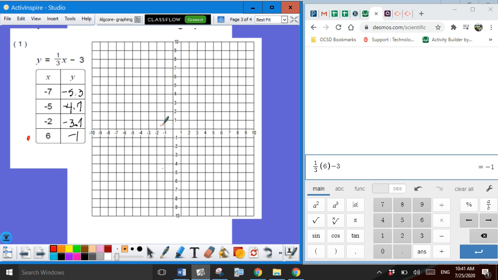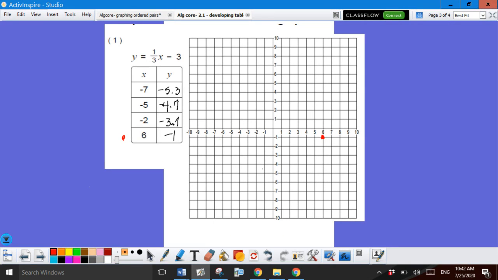So let's start with that one. I'm going to go right 6, down 1. That point is the easiest to graph. Okay, now I'm going to make this a little bit bigger here so we can look at it. -2, -3.7. Well, -3.7 is going to be between -3 and -4. It's going to be right about in here. Okay, so it's going to be in the middle somewhere. So -2, -3.7, someplace right in here. It's going to be in between -3 and -4.